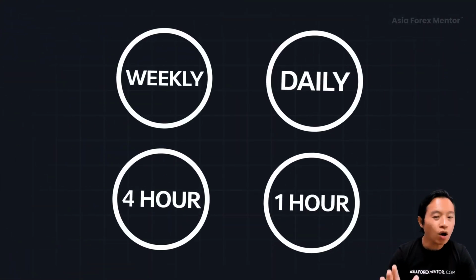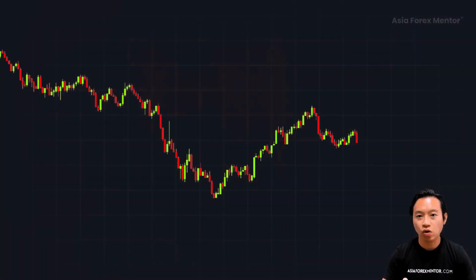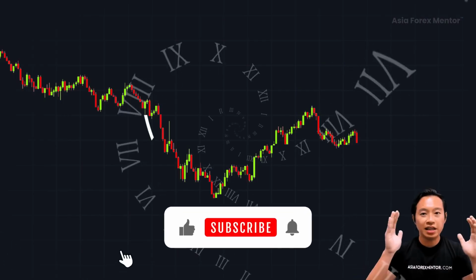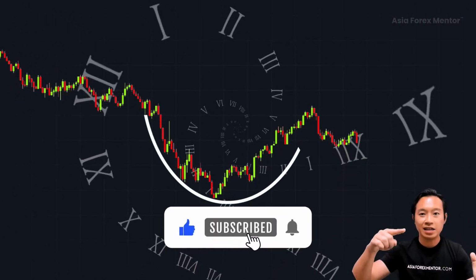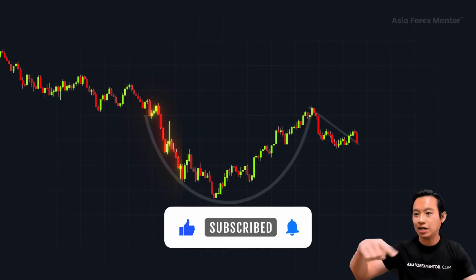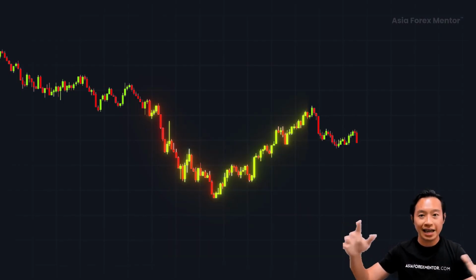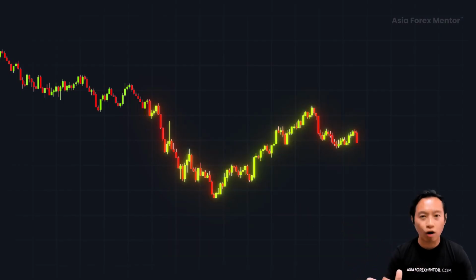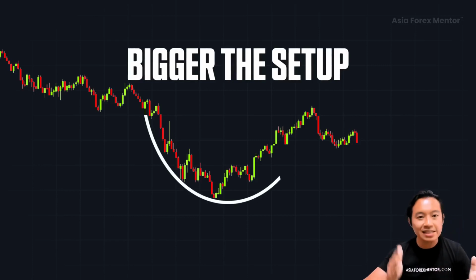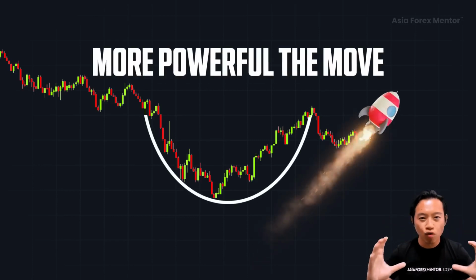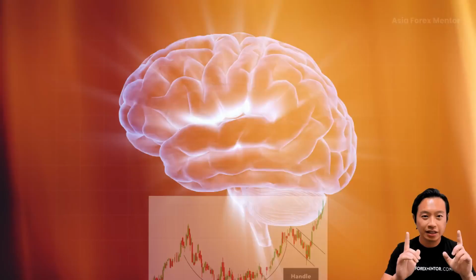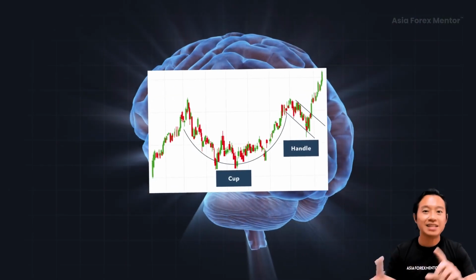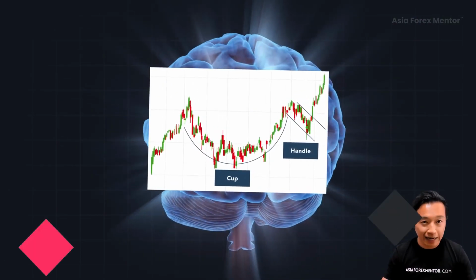Now, depending on the time frame that you're looking at, obviously as you can see, it takes time to form an entire cup and a handle, and it takes quite a number of bars. And that's why it is so powerful, because the bigger the setup, the more powerful the move is going to be when it goes. Now that you know the cup and handle, let's talk about the neckline.